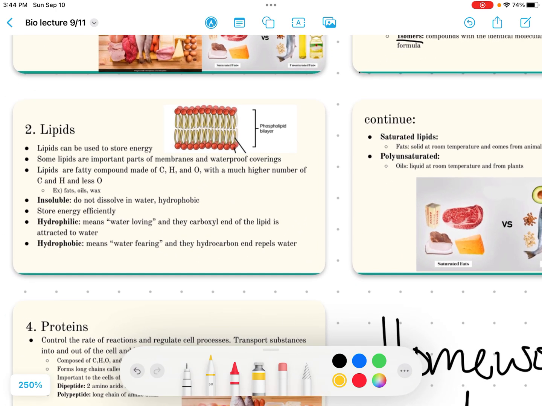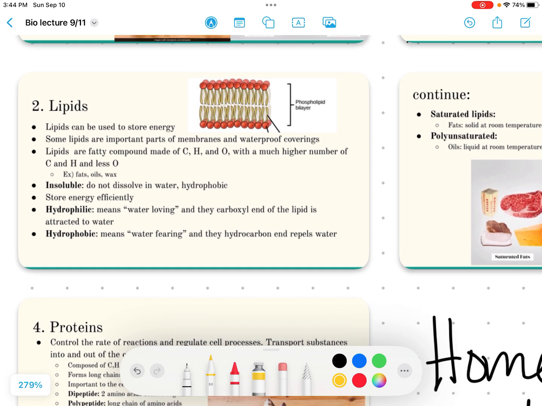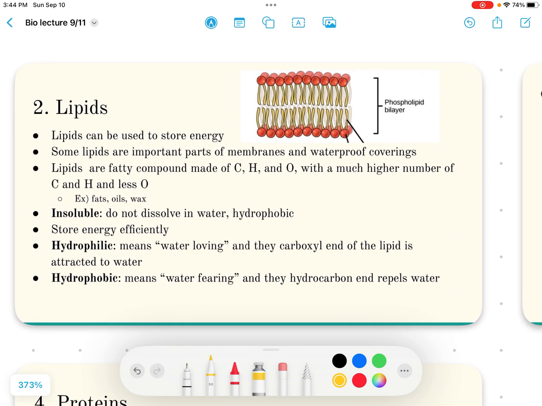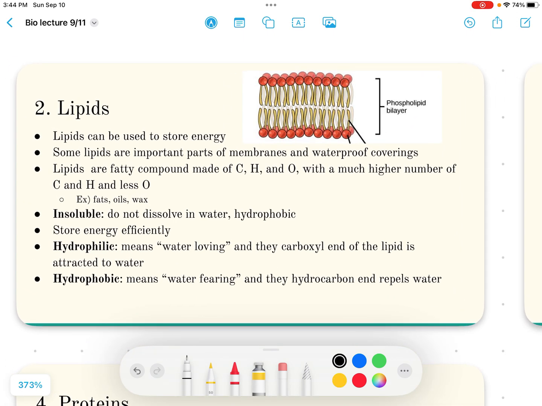Our next part is lipids. Lipids can be used to store energy. A lot of times we consider lipids to be fats. Fats are great at storing energy for our bodies to use at a later date. Some lipids are also important parts of membranes and waterproofing coverings.